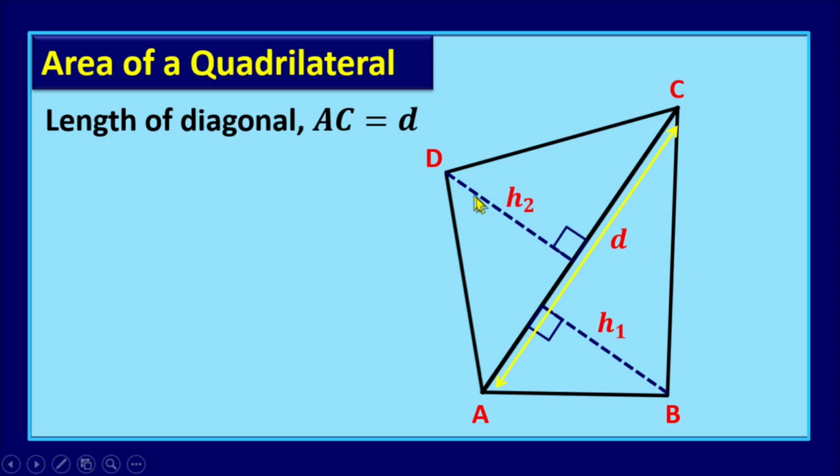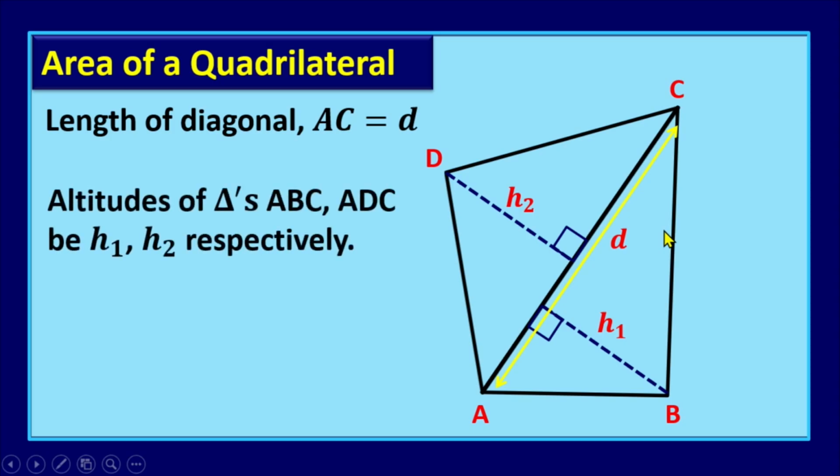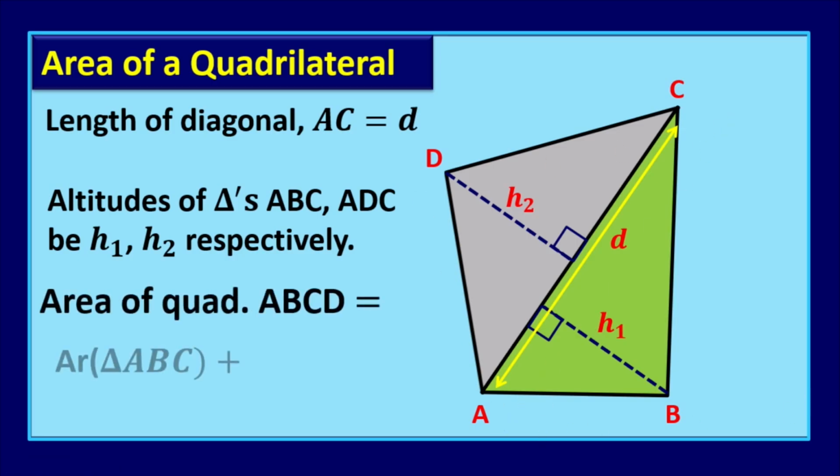And I'll draw another altitude from D on AC, and I'll mark the length of that altitude as H2. So both H1 and H2 are altitudes from B and D respectively. Now area of quadrilateral ABCD is given by area of triangle ABC plus area of triangle ADC. So let us take area of quadrilateral ABCD equal to area of triangle ABC plus area of triangle ADC.